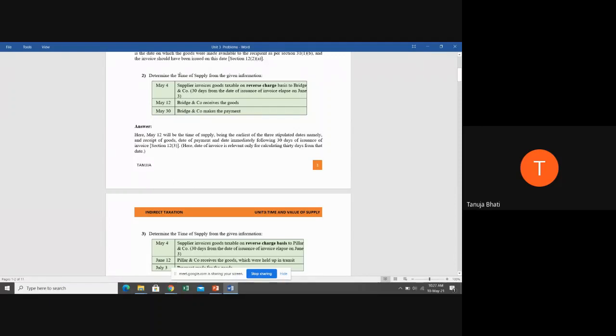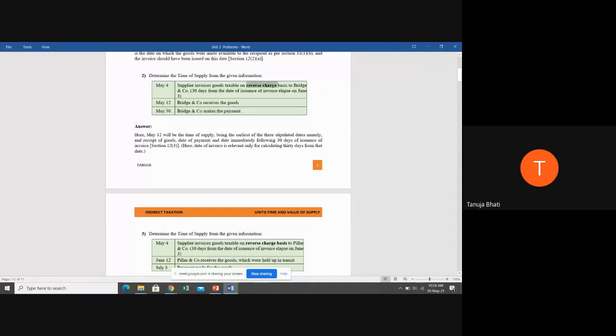So we have to determine time of supply for goods. Next, you need to see which subsection it falls under. It falls under subsection 3, which is applicable for reverse charge. The next thing I told you is which dates you need to compare, only concentrate on those dates, and whichever is earlier of those dates will be your answer. So which are the 3 dates that you need to consider in case of reverse charge? The date on which you're receiving the goods, the date on which the payment is being made, and the date immediately following 30 days of the issue of invoice.